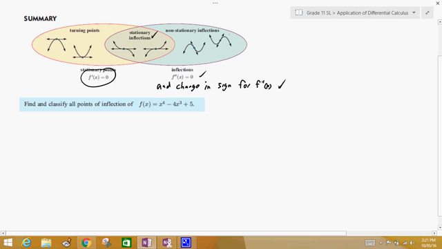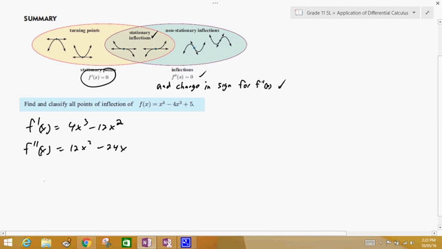So let's look at an example. Suppose we have x to the power 4 minus 4x cubed plus 5. If I found the first derivative, f prime of x, that's equal to 4x cubed minus 12x squared plus 0. And the second derivative, f double prime of x, is equal to 12x squared minus 24x.